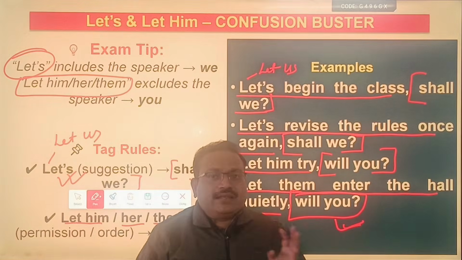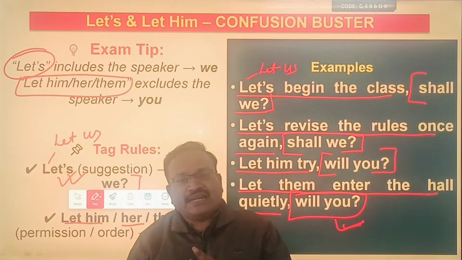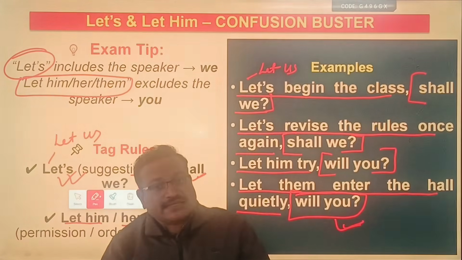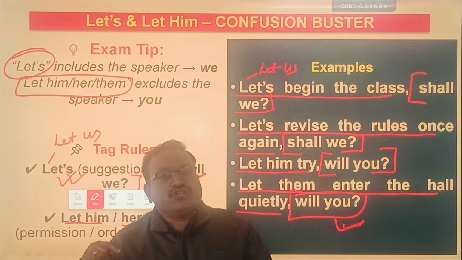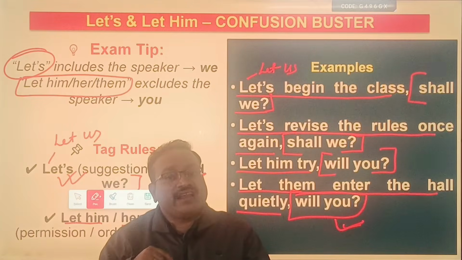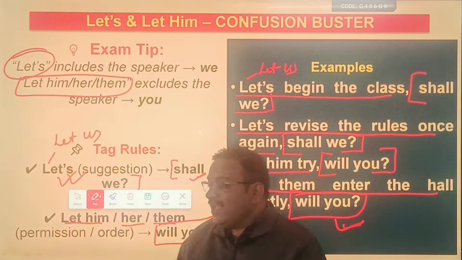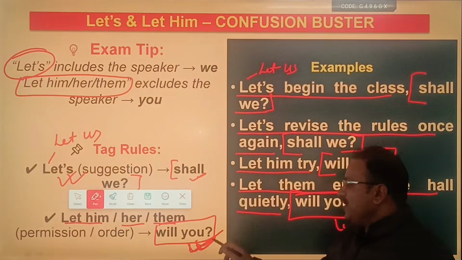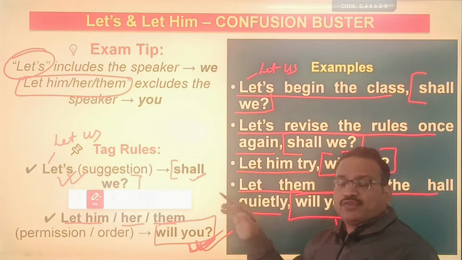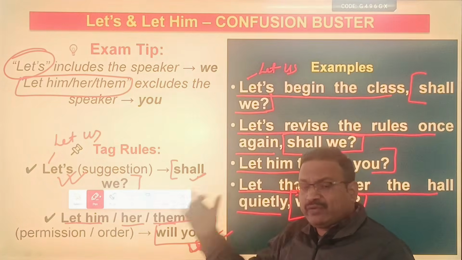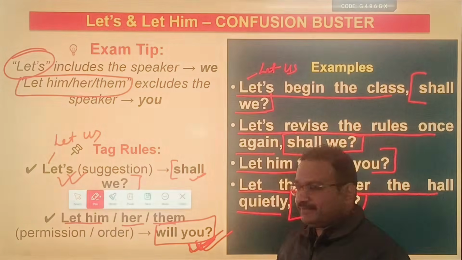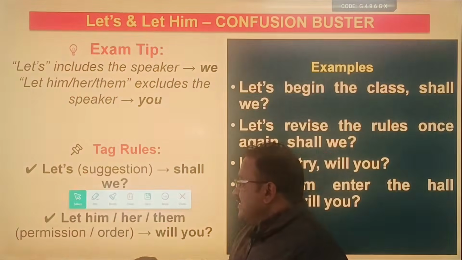In a nutshell, you have to understand the difference between let's and let him, let her, and let them. With let's, the question tag will be shall we, and in the case of let him, let her, and let them, the question tag will be will you. Remember this. Questions based on this rule are frequently asked in examination. So you have to keep this rule in mind. Let us move to the next one.